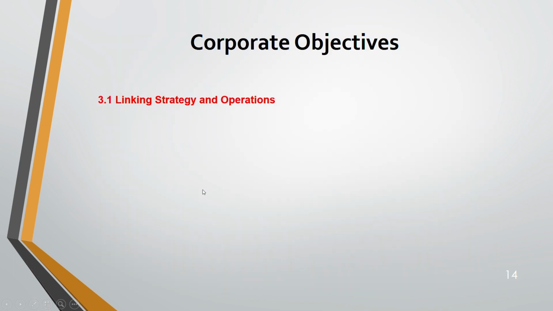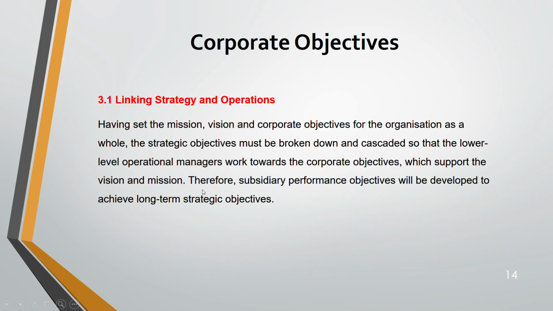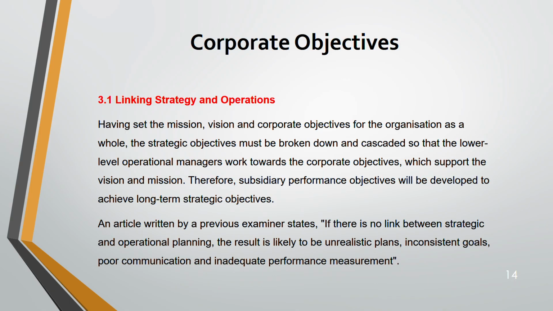Next, linking your strategy with operation. Once you have set your mission, vision and corporate objectives, then you have to break down your strategic objectives to the lower level operation managers who are going to work towards achieving those objectives. So we are now going to develop from the primary objective to subsidiary performance objectives. As in an article written by the previous examiner, if there is no link between your strategic and operational planning, the result will be unrealistic plans, inconsistent goals, poor communication, and inadequate performance measurement.